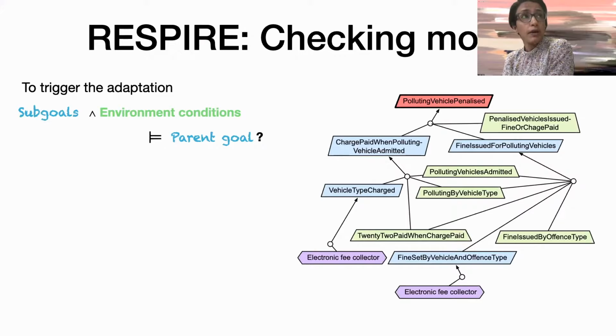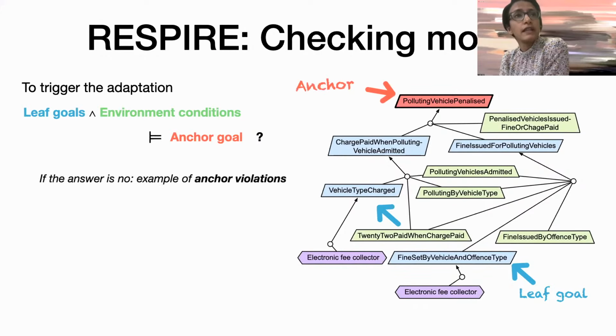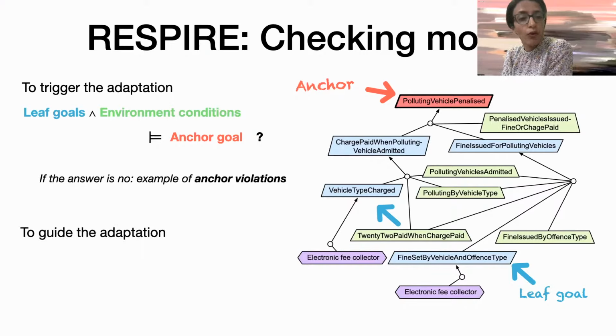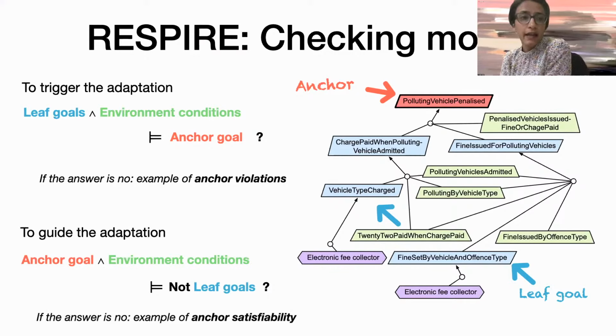RESPIRE in this case reduces the number of verifications needed significantly by checking that the leaf goals on these goal graphs entail the anchor goal. And if a counterexample is generated, this illustrates an example of an anchor violation, so why this anchor goal does not hold in this new context. Now, to guide the adaptation towards similar variants, RESPIRE also generates examples demonstrating how the original leaf goals could satisfy the anchor goals in the new environment. And any counterexample to that is an example of anchor satisfiability.